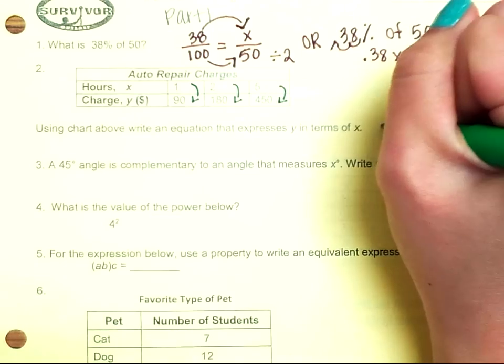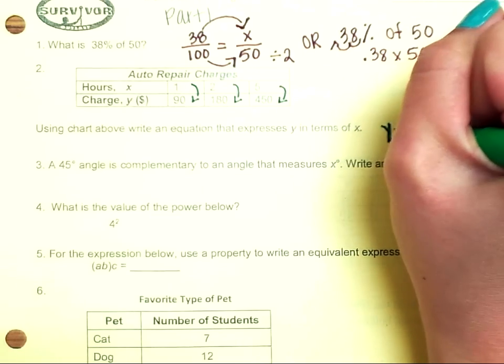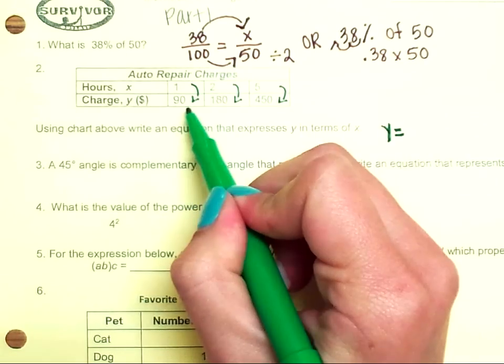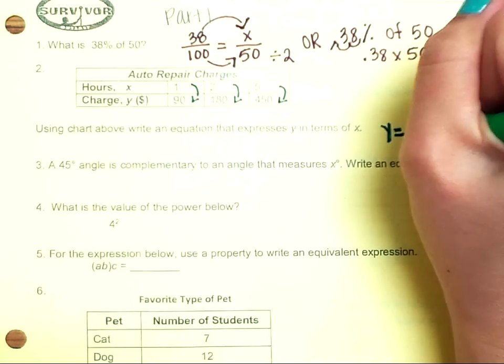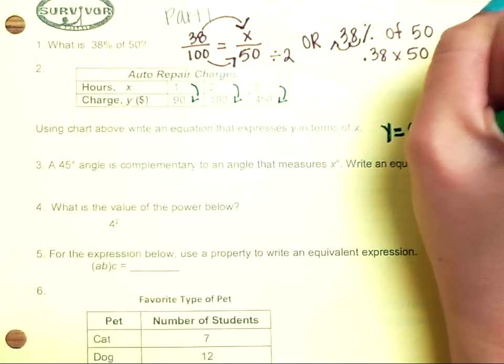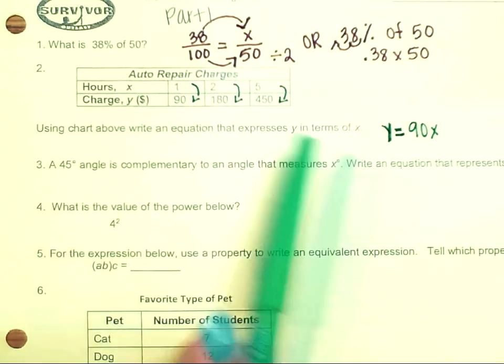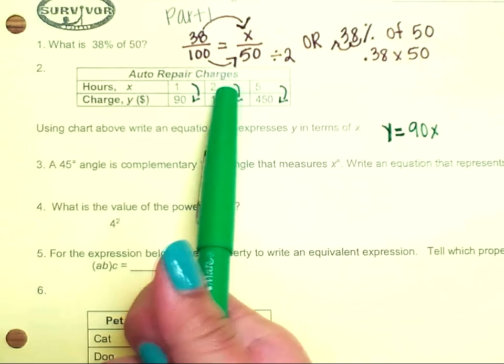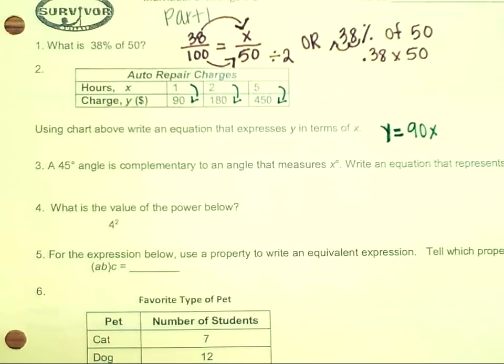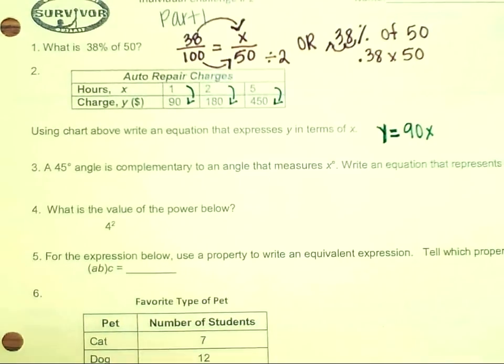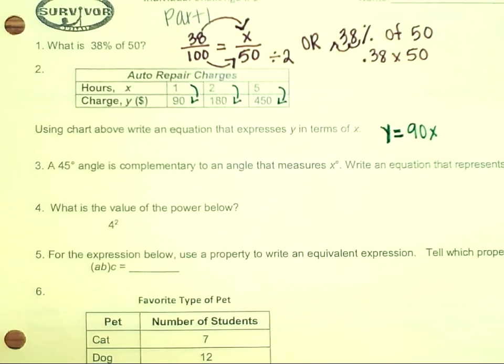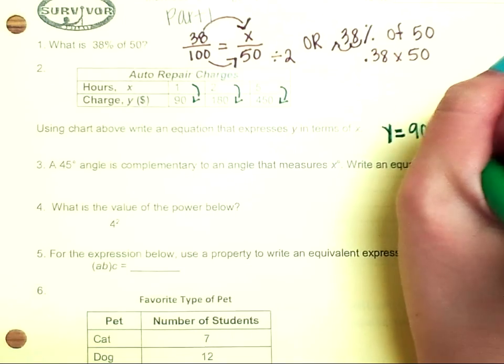So your answer would be y equals, how do you get from 1 to 90? That's times 90, so 90x. See if it works for 2. If you do 2 times 90, does it equal 180? 5 times 90, does it equal 450? If so, then this is your equation.